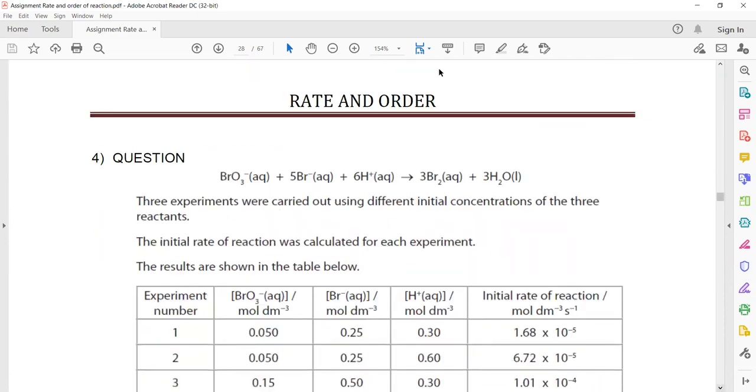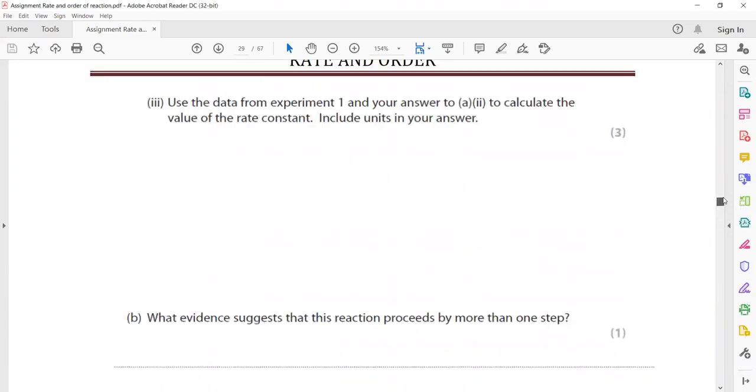because in the overall equation you can see one particle of BrO3, five particles of bromide, and six particles of hydrogen. So total 12 particles are there, and it is unlikely that 12 particles collide at once. So that's also confirmed, a lot of particles in the original equation, which can unlikely collide all at once. That's why it will have multiple steps. Or you can also say that the rate equation is different from the overall equation. So this also confirms that the reaction might proceed in multiple steps.